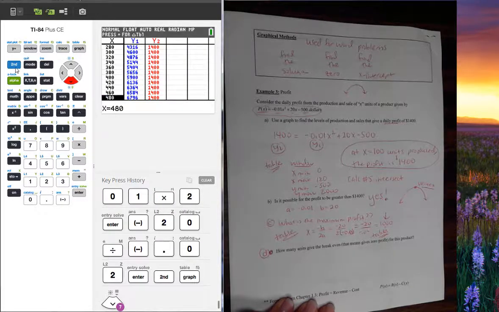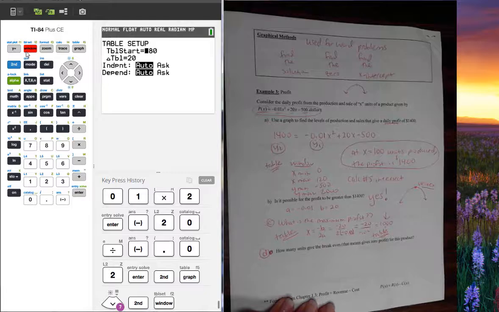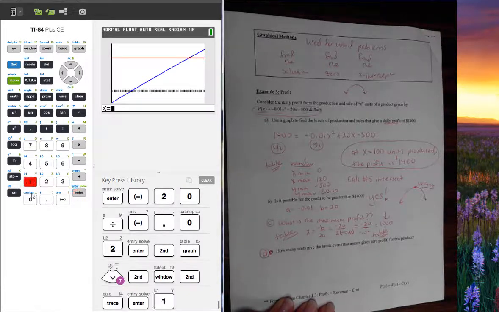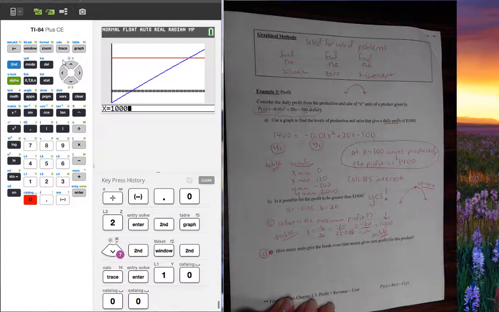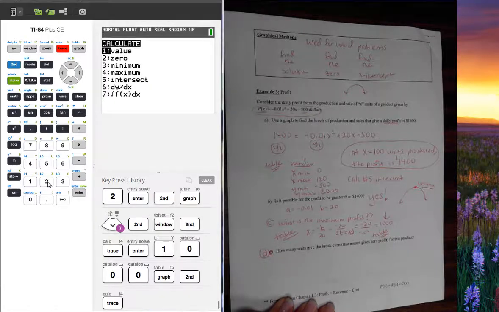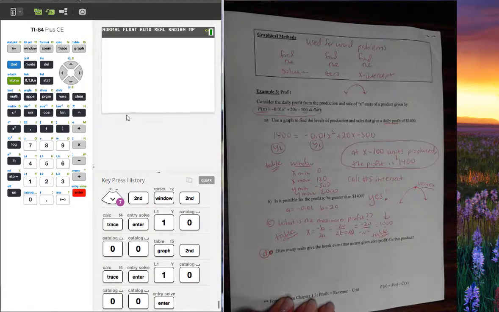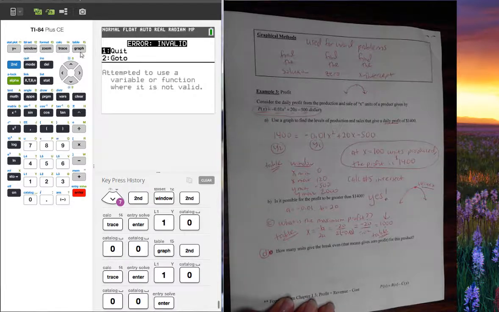So let's see. Let's go to table settings. And here's a trick. If you go to calculate, let me just show you something. If you go to calculate value, I hadn't showed you this yet, and tell it the x value you want to be 1,000. Let's see, it might do it. I might have to change my window for it. Yep, I got to change my window, so never mind on that.